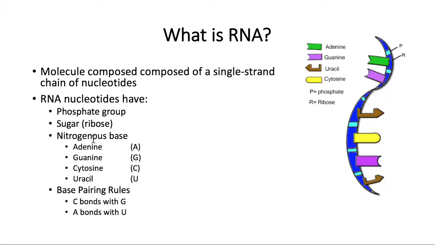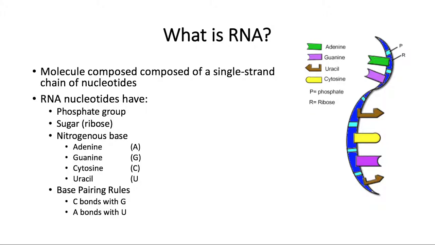And the nitrogenous bases in RNA are almost the same as DNA. We have adenine, which we symbolize with A. We have guanine, which we symbolize with G. Cytosine, which we symbolize with C. But the last one is not thymine. In RNA, we have uracil instead. Now, C still bonds with G, but A bonds with U, with uracil.